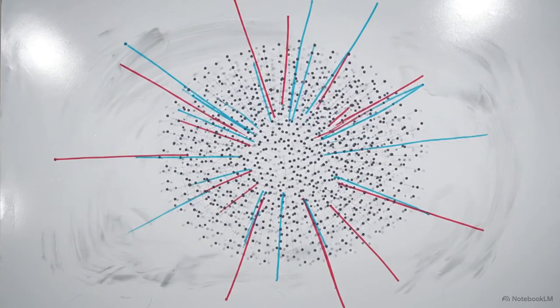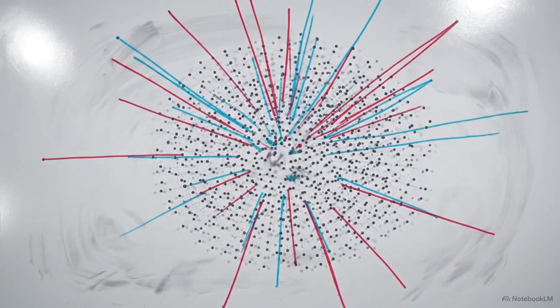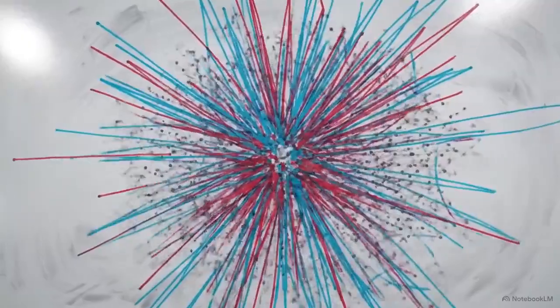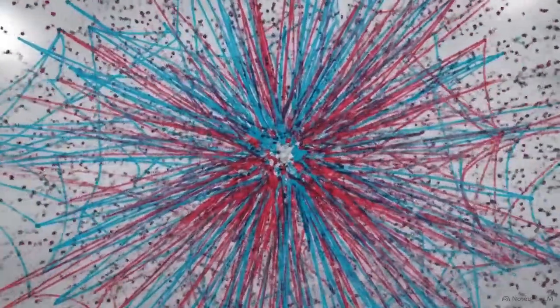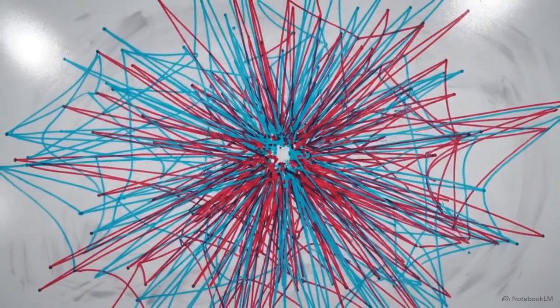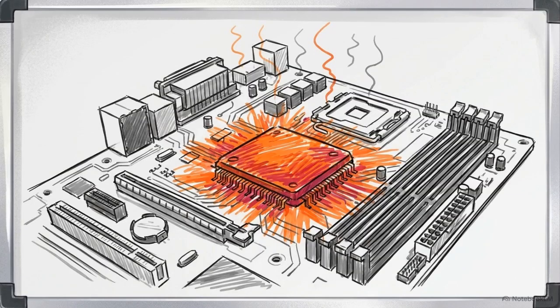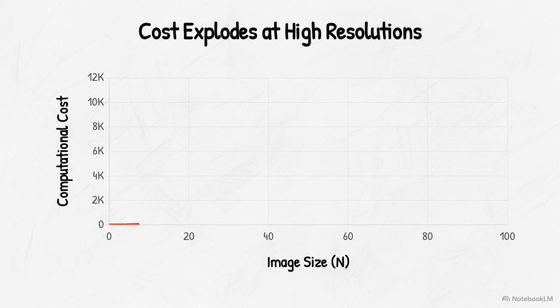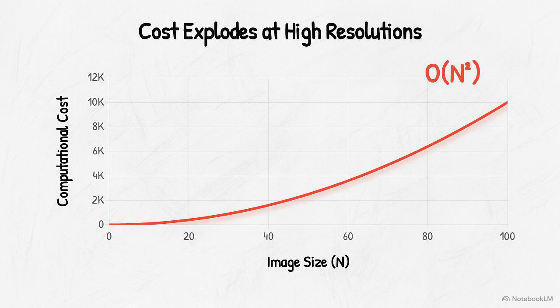Look at this generated visualization of a standard computer vision task. At high resolution, every single pixel requires connecting to every other pixel simultaneously. Standard vision transformers fail under this load. They compute relationships using global self-attention, meaning the computational cost scales quadratically relative to the image size, what computer scientists define as big O of n squared.